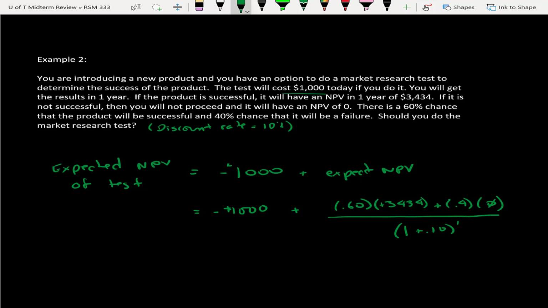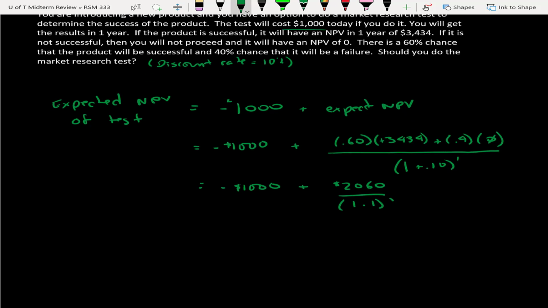So in this case, you bring it back to today's value by dividing by 1.1 to the power of 1. Okay, so it's a negative 1,000 plus 2,060, which is the expected NPV. And then you take the present value of that, and it works out to positive 872. Okay, so since it is positive, you should do the test.